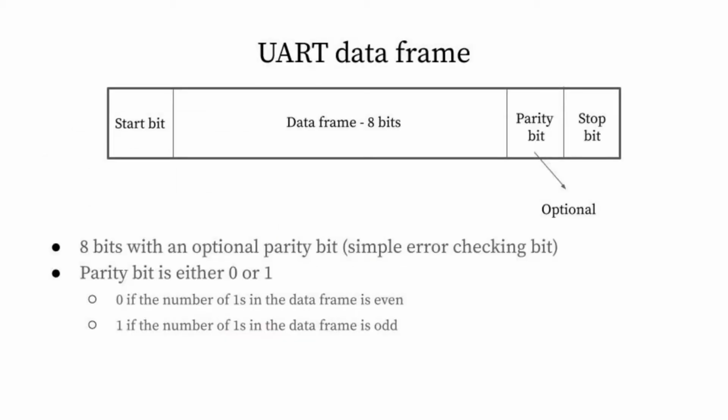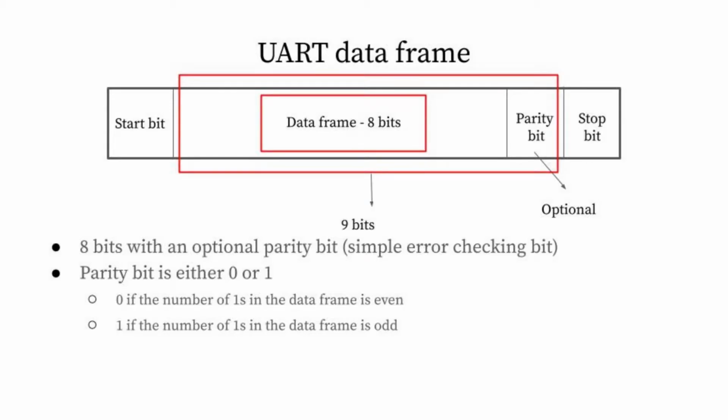Here's a sample UART data frame. The data frame is either 8 bits or 9 bits in length, where if it is 9 bits in length, that means that the parity bit is used as a simple error checking tool. It is either 0 or 1. It is 0 if the number of ones in the data frame is even, and it is 1 if the number of ones in the data frame is odd.